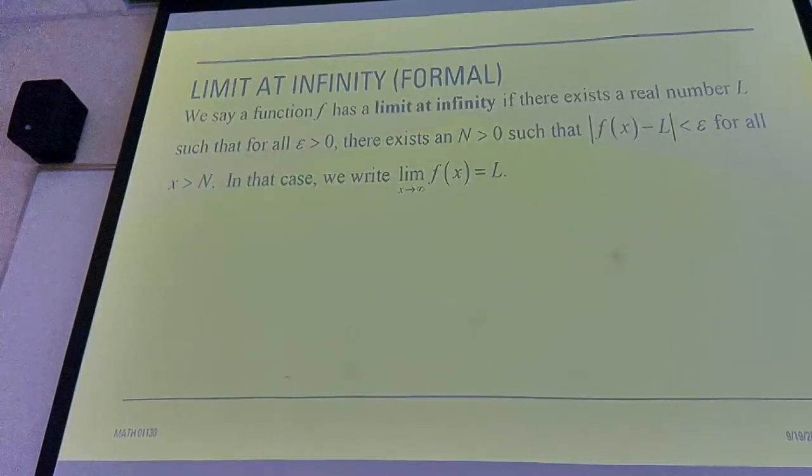Say a function f has a limit at infinity if there exists a real number L such that for all epsilon greater than 0, there exists an N greater than 0, such that the absolute value of f of x minus L is less than epsilon for all x greater than N.